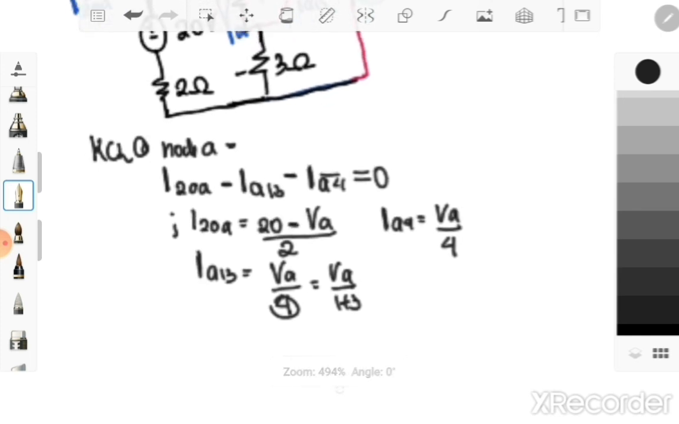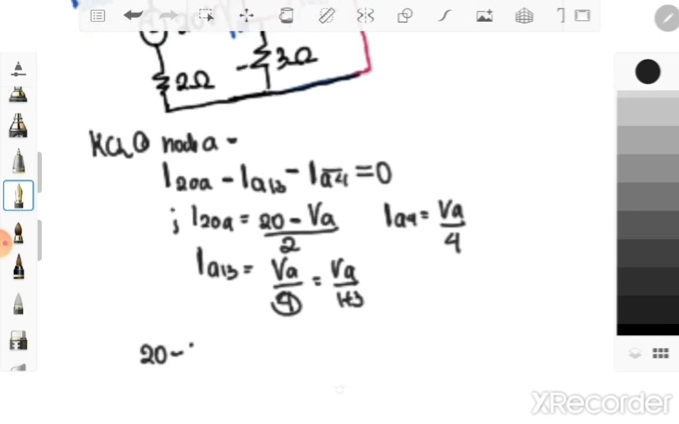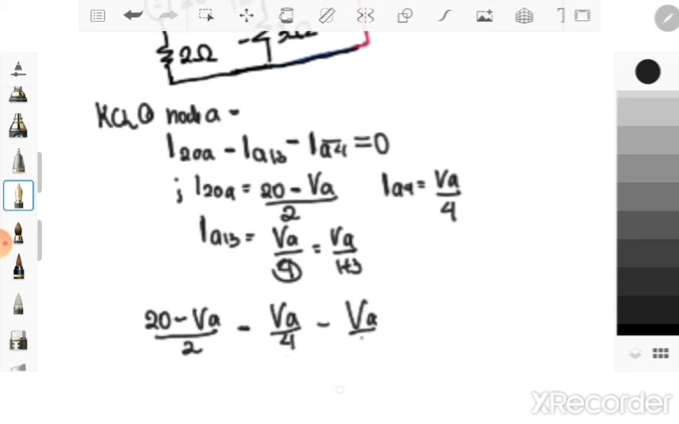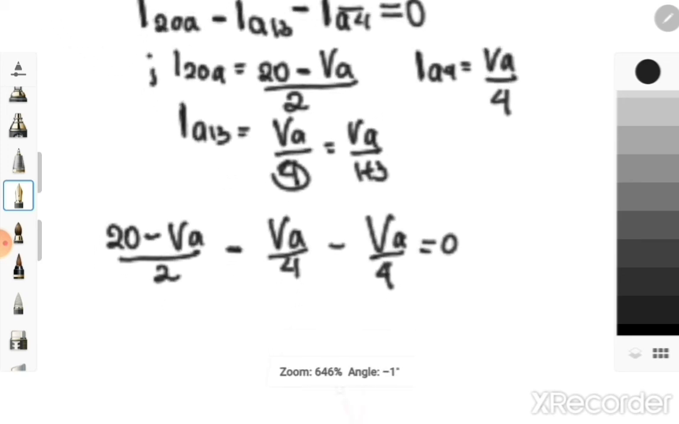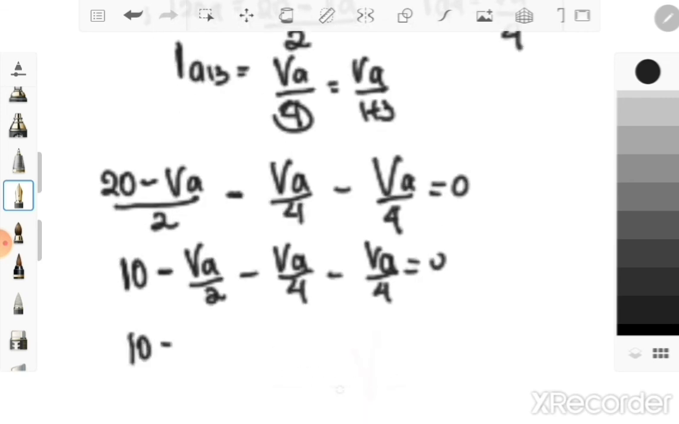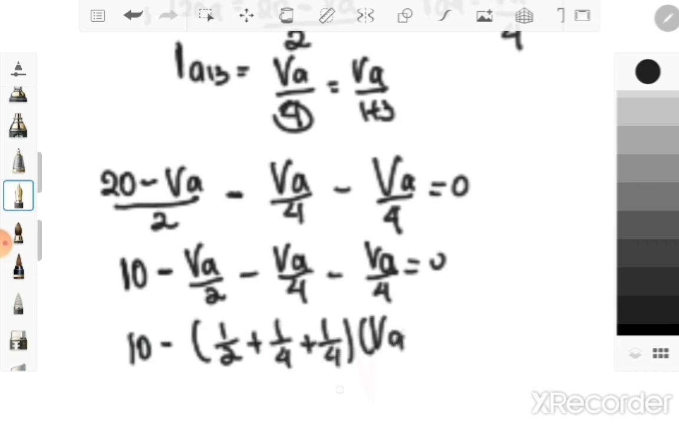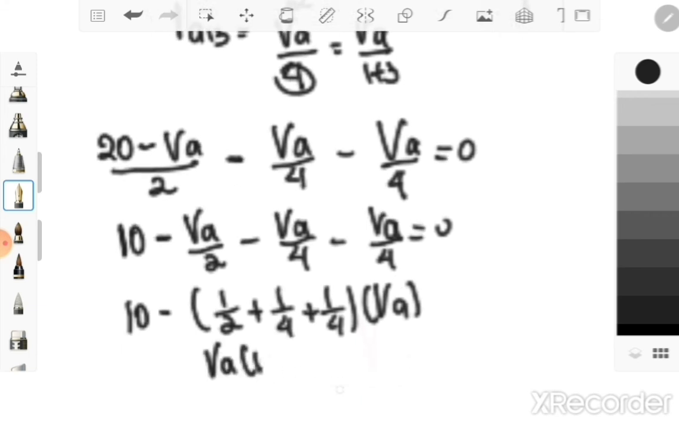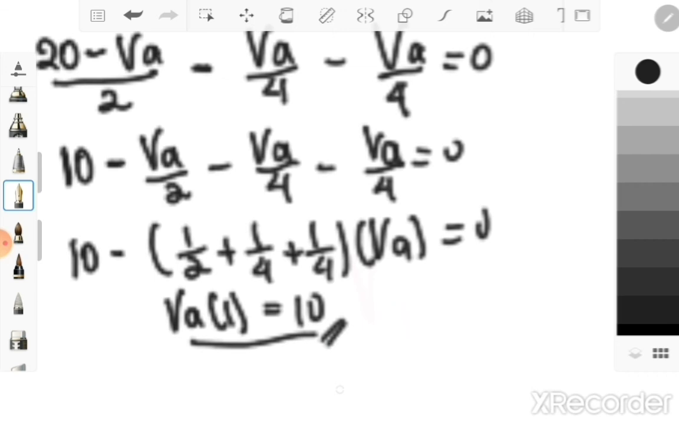Okay, so let us substitute the equations. So we have 20 minus VA all over 2 minus VA all over 4 minus VA all over 4 equals 0. Okay, solving for the value of VA, so we have 20 divided by 2 is 10, minus VA over 2 minus VA over 4 minus VA over 4 equals 0, which means that 10 equals VA times the quantity 1 half plus 1/4 plus 1/4. So therefore VA is equal to 10. When we transpose, VA becomes positive, right? So we have VA is equal to 10.